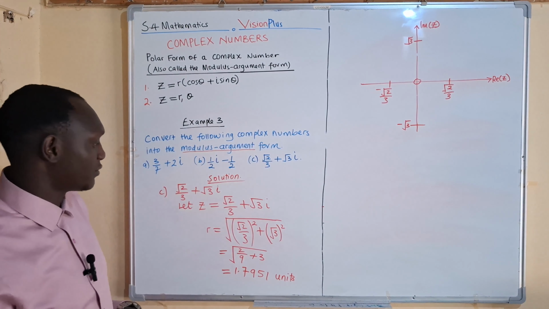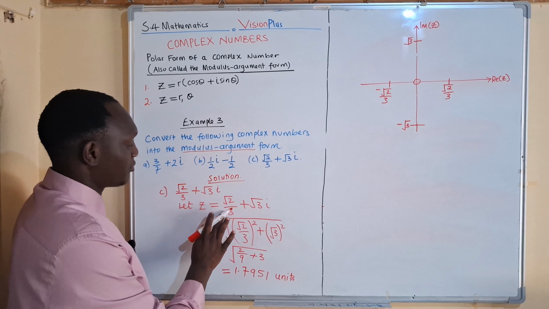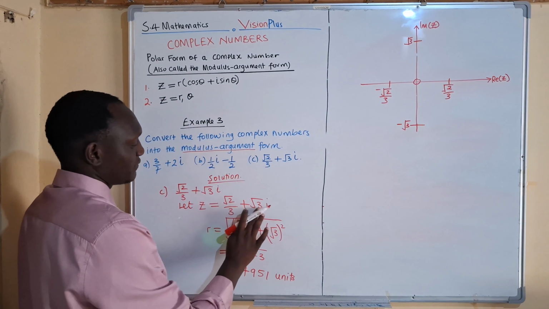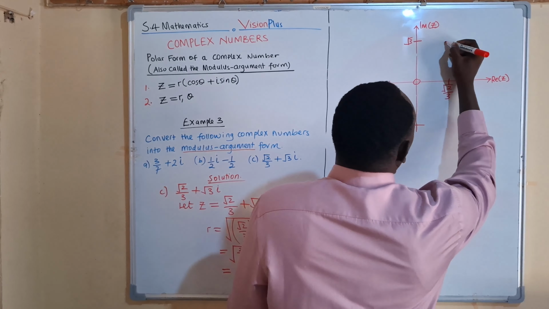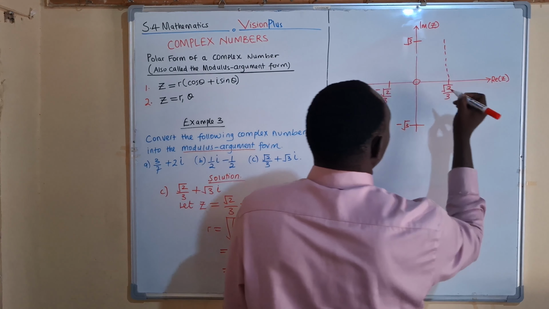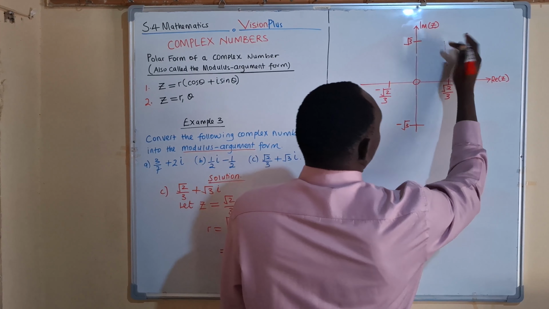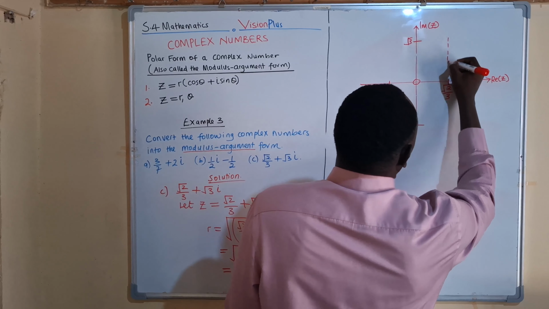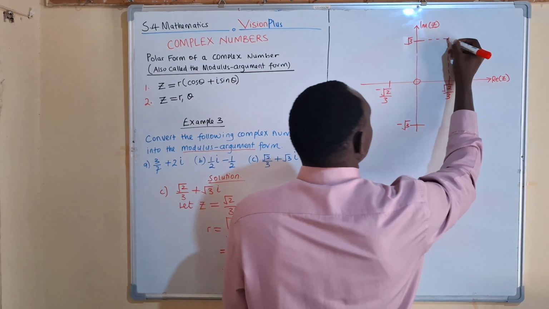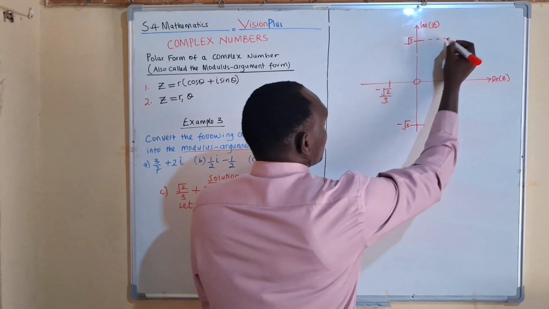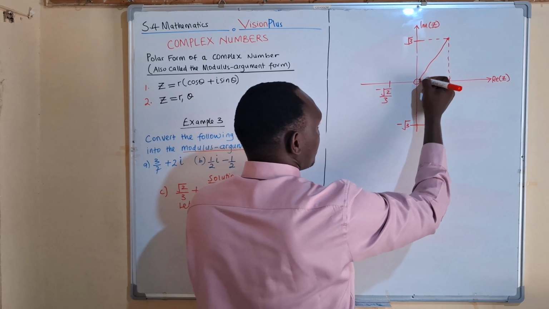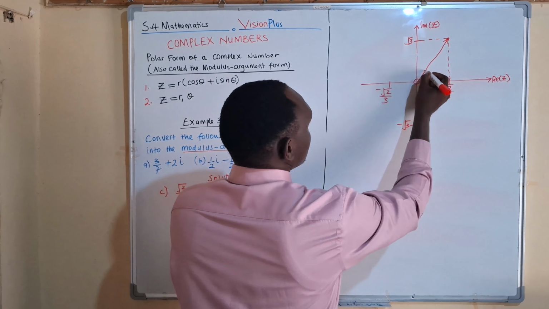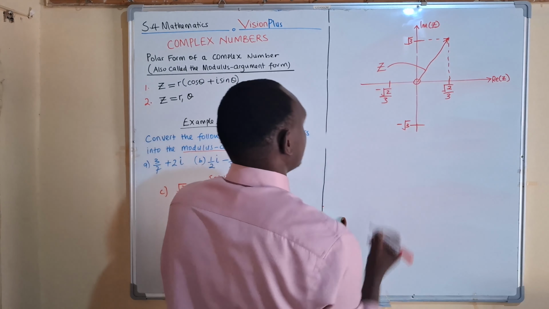Now let us represent the complex number. The real part here is positive root 2 out of 3, which is here. The imaginary part is positive root 3, which is up there. So they are going to intersect approximately somewhere there. Please use a ruler so that you are guided better. This is the straight line. That is the straight line. So they are meeting somewhere here. So we draw a straight line from the origin up to where the complex number is with a ruler. And then you say this is my complex number that I called z.